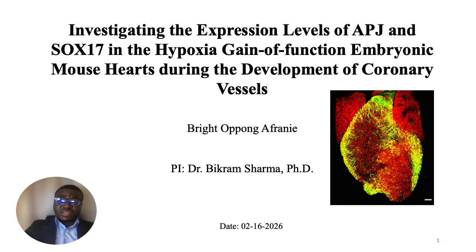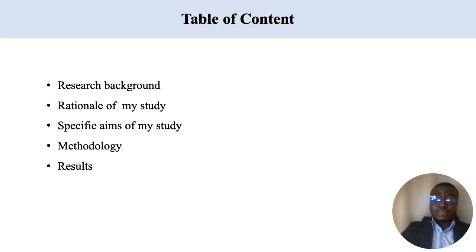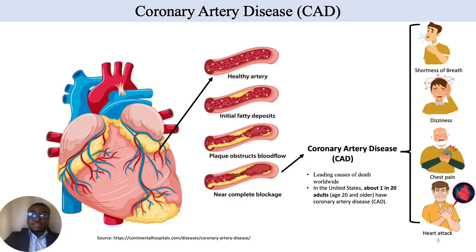I recently graduated from Ball State University, Muncie, Indiana, United States, with a Master of Science in Physiology and a postgraduate certificate in biotechnology. At Muncie, I was working with Dr. Sharma, and in his lab we were investigating the expression levels of APJ and SOX17 in the hypoxia gain-of-function embryonic mouse heart during the development of coronary vessels. This will be my table of contents.